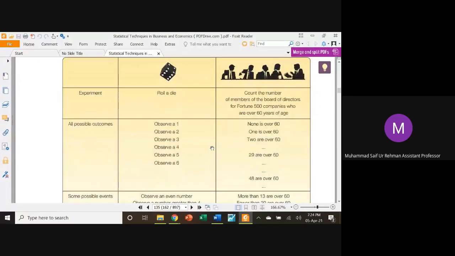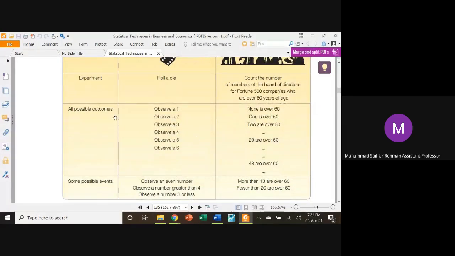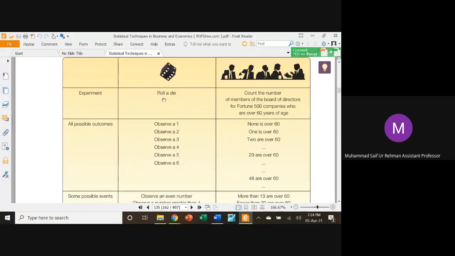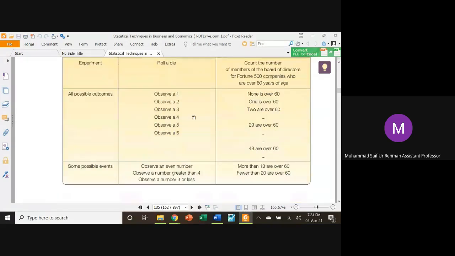The further explanation is there in your book. If you see the experiment, roll a dice, count the number of members of the board. So this is another example. If you only concentrate upon this, roll a dice, all possible outcomes are: it is quite possible that 1 is there, 2, 3, 4, 5 or 6 different dots are face up. Some possible events: observe an even number. This is an event.